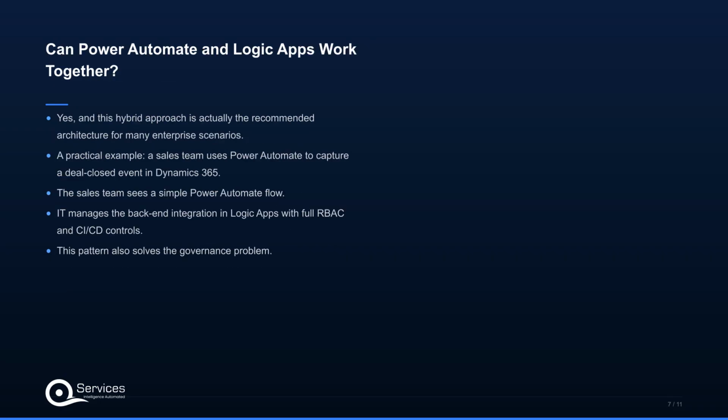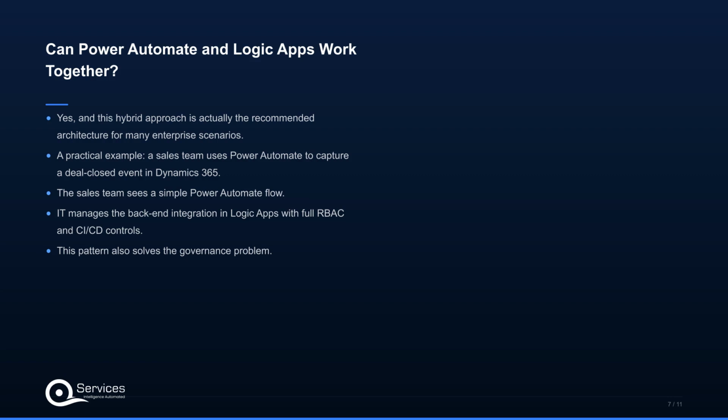Let's talk about now: can Power Automate and Logic Apps work together? Yes, and this hybrid approach is actually the recommended architecture for many enterprise scenarios. You can trigger Azure Logic Apps from Power Automate using an HTTP trigger on the Logic Apps side, passing data from a user-initiated flow into a back-end pipeline.